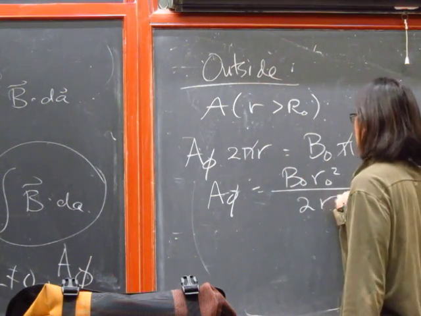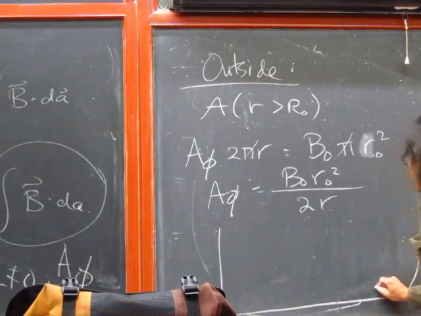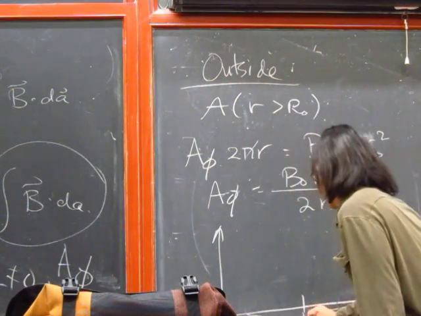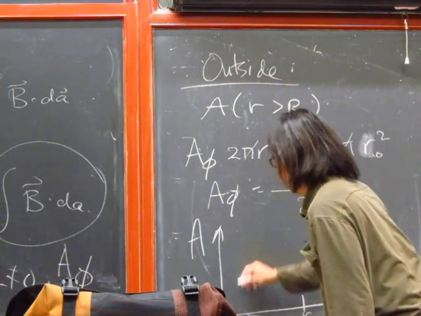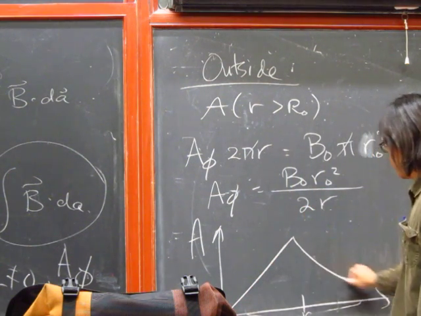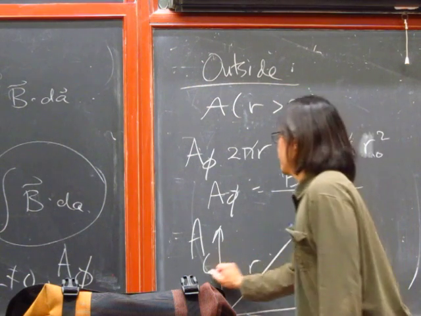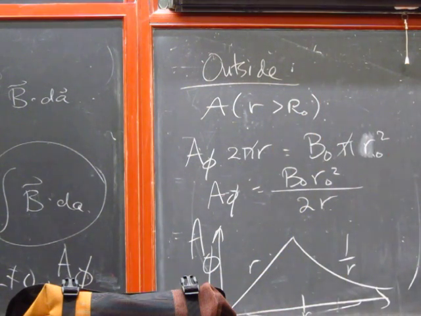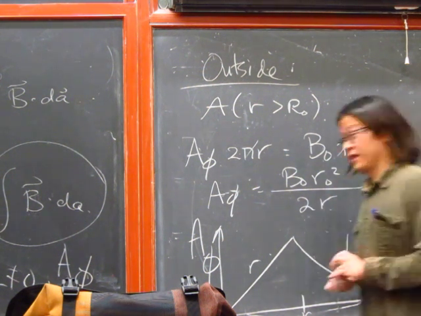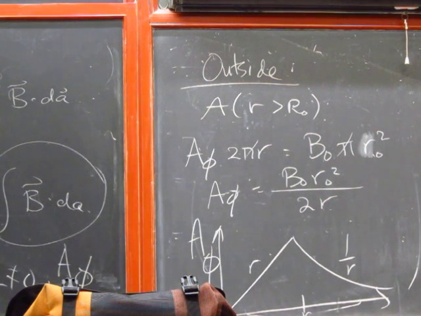over 2r. I draw it: r naught, A goes linear like that, and this one is in the tangential direction. This is the vector potential of a solenoid, close to the center of a solenoid, say around here, so that we can consider it to be infinite. Any questions so far?